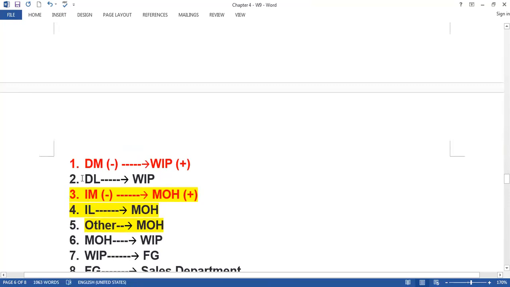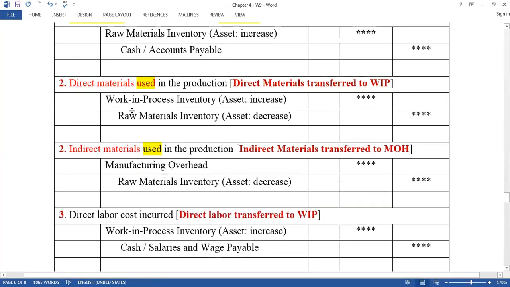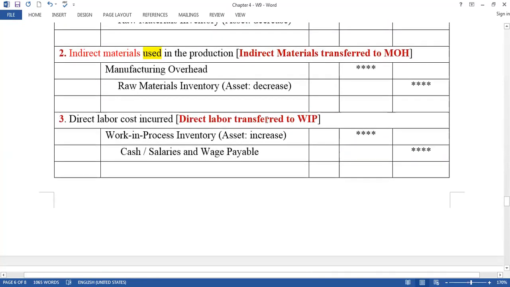What about 2? Direct labor transfer to WIP, right? So again, WIP increases and direct labor decreases, something like this. Anyway, direct labor transfer to WIP. Look here. Direct labor means salary, right? Direct labor means salary. So look at the journal. Direct labor transfer to where? Direct labor transfer to WIP, WIP increase.